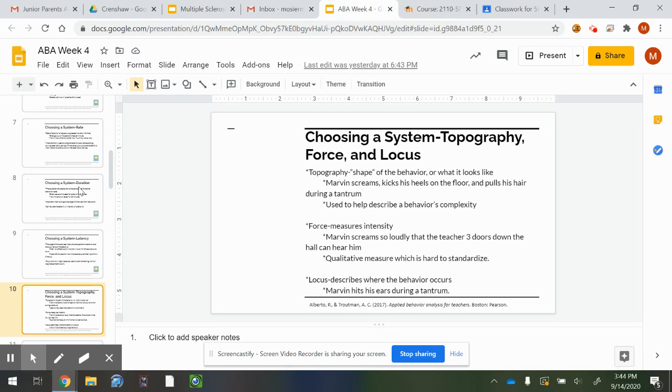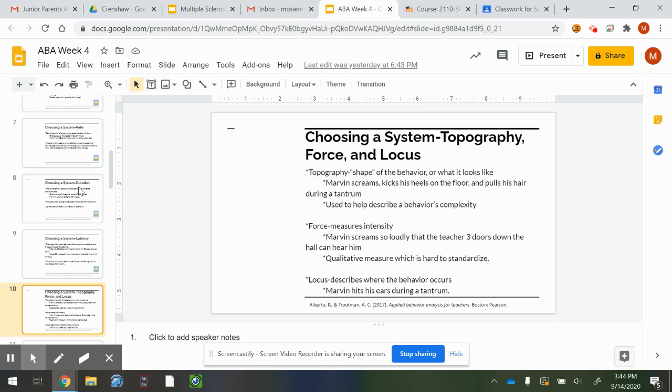Next, we've got force. The force measures intensity. So the example they have here is Marvin screams so loudly that the teacher 3 doors down the hall can hear him. The problem with using force, especially in this example, is that it's hard to standardize. Depending on which teacher you have 3 doors down the hall, maybe one teacher can hear it, another teacher can't. It's maybe not the best use of measure in this scenario.